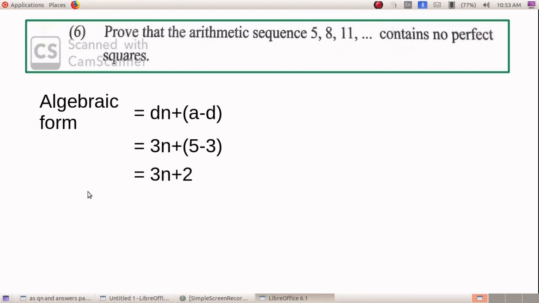We see that this one is the algebraic form of this arithmetic sequence. Every term of this arithmetic sequence is in the form of 3n plus 2. That means when you divide this nth term by the common difference 3, 2 will be the remainder.